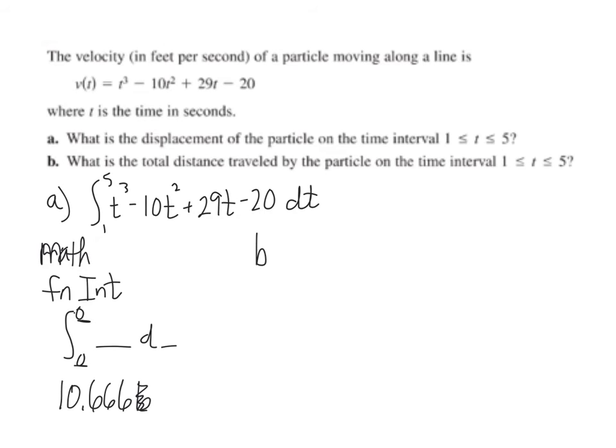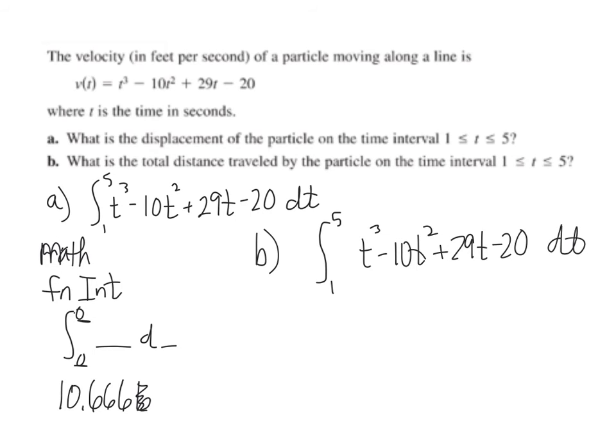But then when you do B, B is the total distance traveled. So you would still set it up the same way. You would still have 10 to the third minus 10t squared plus 29t minus 20 dt. But because you wanted the total distance traveled, you would take the absolute value, right? And so you would type the same thing in. You would still do the function int, fill in the information. But when you got ready to do this part right here, I'll use blanks this time.